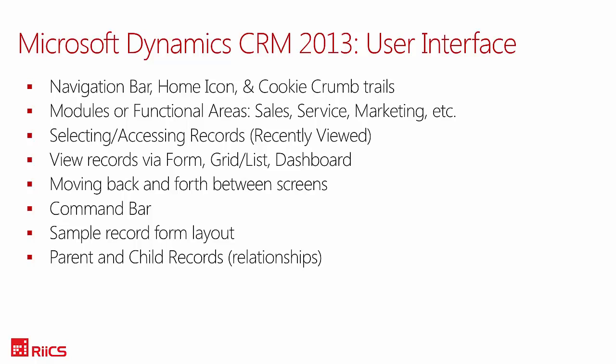We'll take a look at the navigation bar, where it's located, the home icon and the cookie crumb trail concept in the navigation bar. We'll take a look at modules or functional areas, sales, service, and marketing of CRM. I'll show you how to select and access records, and also how to access recently viewed records.